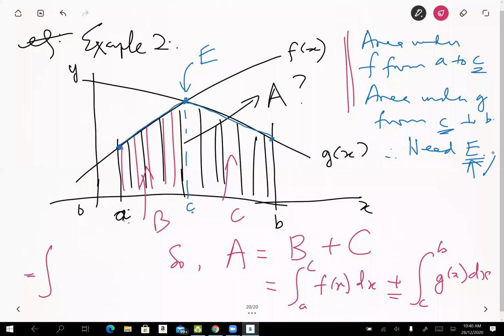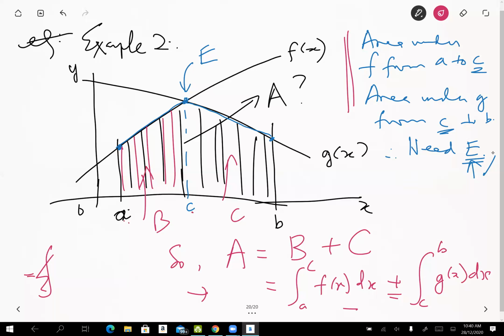You need to do the integration like that. Because you have 3 points and you have 2 functions, so that is the area A.